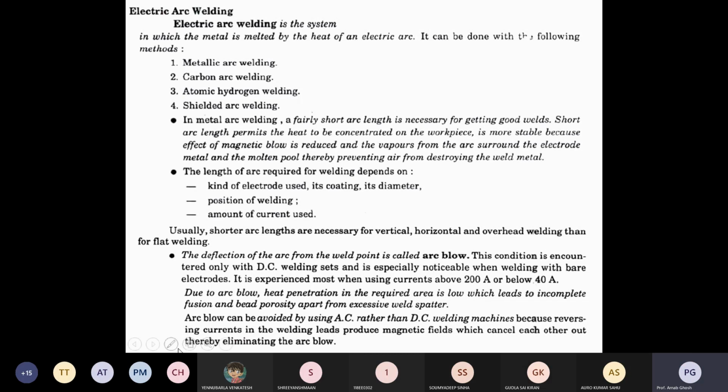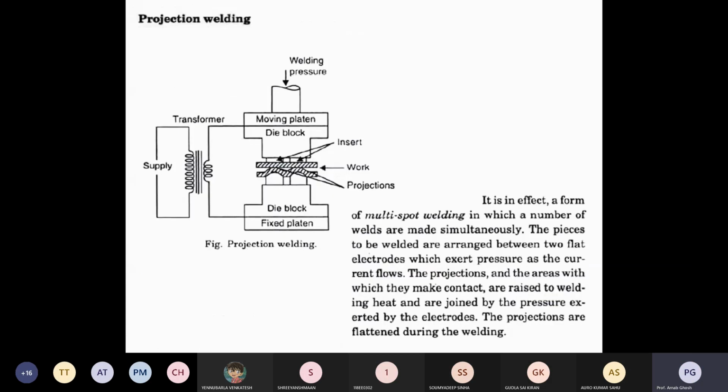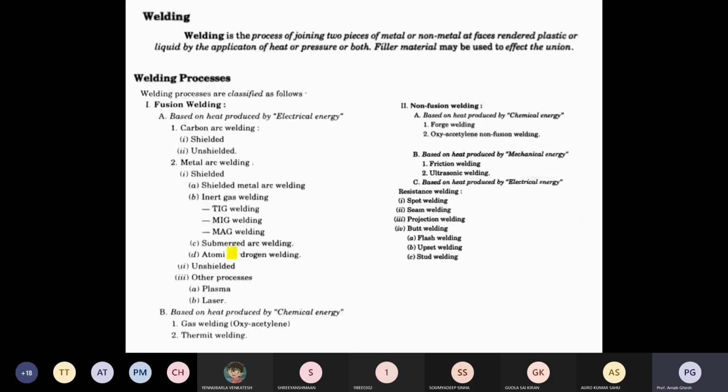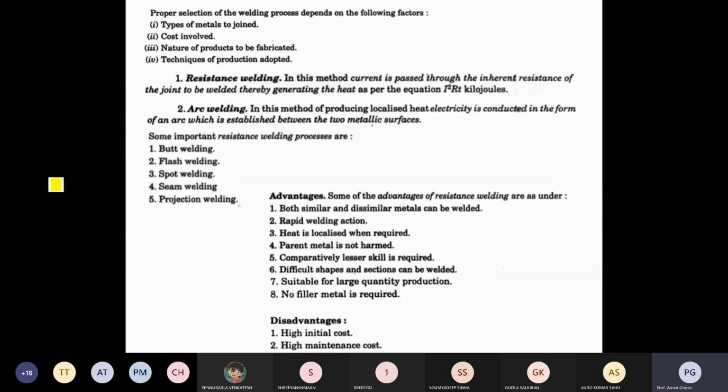So yesterday I discussed different ideas of resistive welding. I discussed different types of resistive welding like butt welding, then flash welding, spot welding, then seam welding, and finally projection welding. That I have discussed.